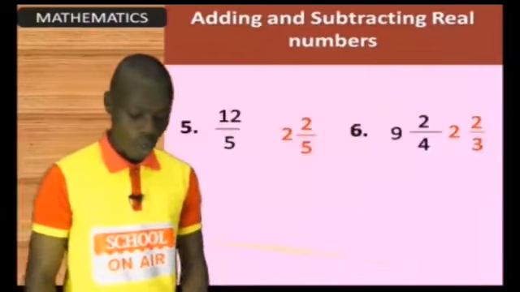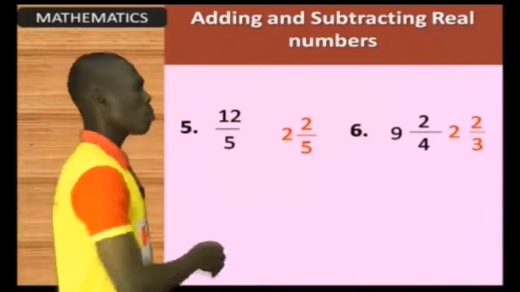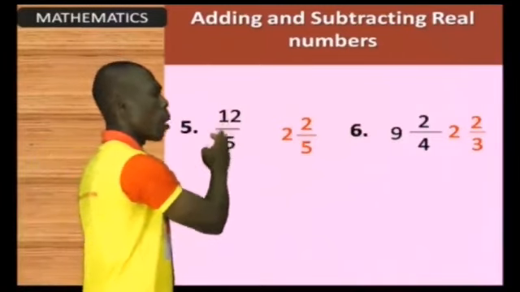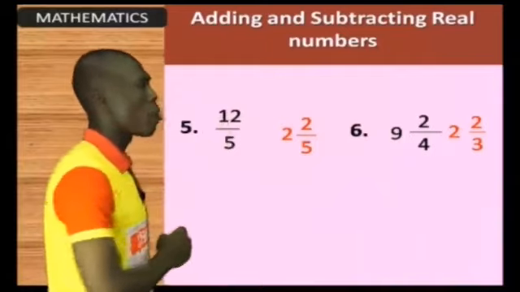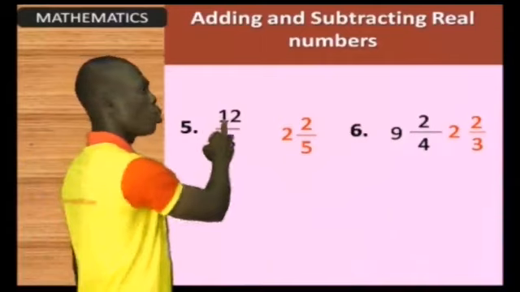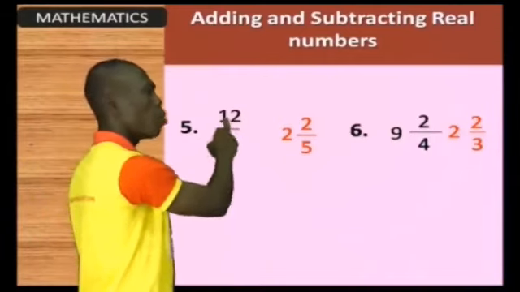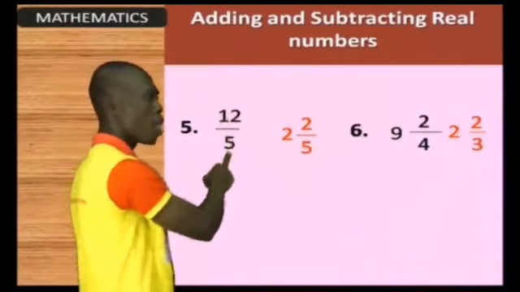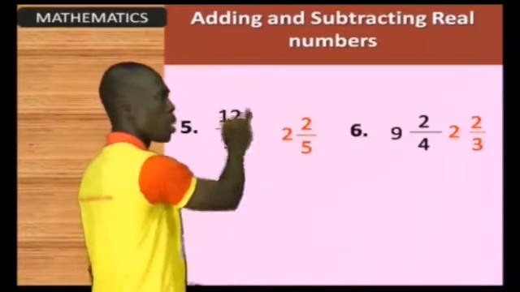Now, let us quickly also look at this one. These ones are improper fractions. They are to be written as mixed numbers. So now we have 12 over 5. You will see that the value of the numerator here is greater than what you have at the denominator. So this kind of fraction is an improper fraction.